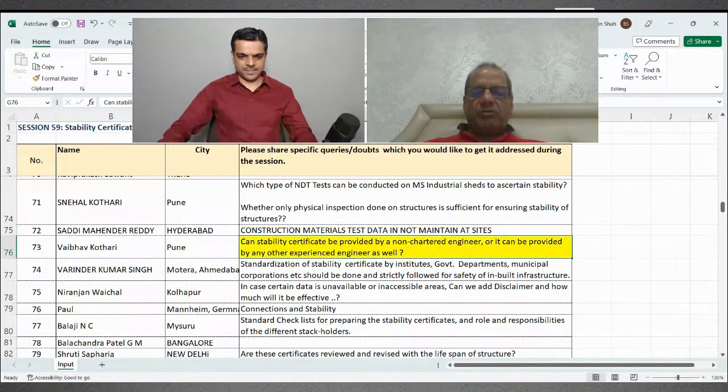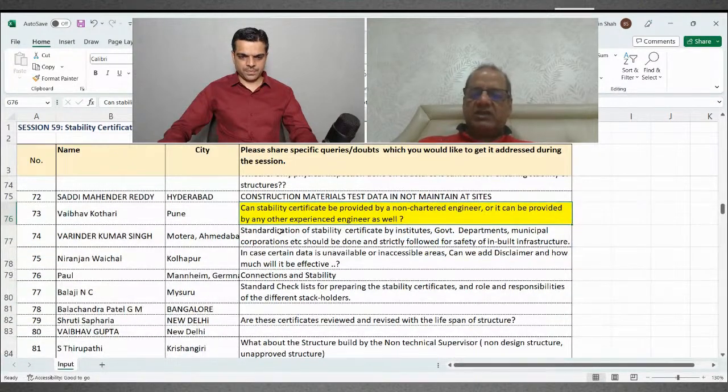Can stability certificate be provided by a non-chartered engineer? Yes, yes. Being a chartered engineer is not mandated every time. If you look at NBC, you are a structural engineer. If you are this, then you can do that. Being a chartered engineer is not required.